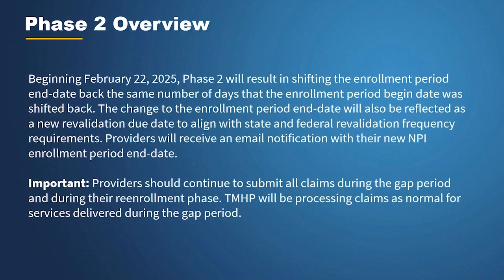Here are the key updates for Phase 2. The enrollment period end date will shift back the same number of days as the begin date was shifted in Phase 1. The updated end date will set a new revalidation due date aligning with state and federal requirements.